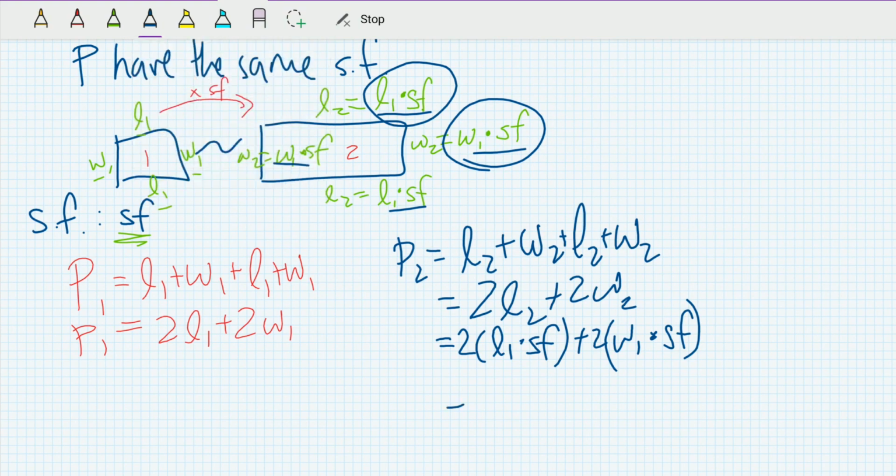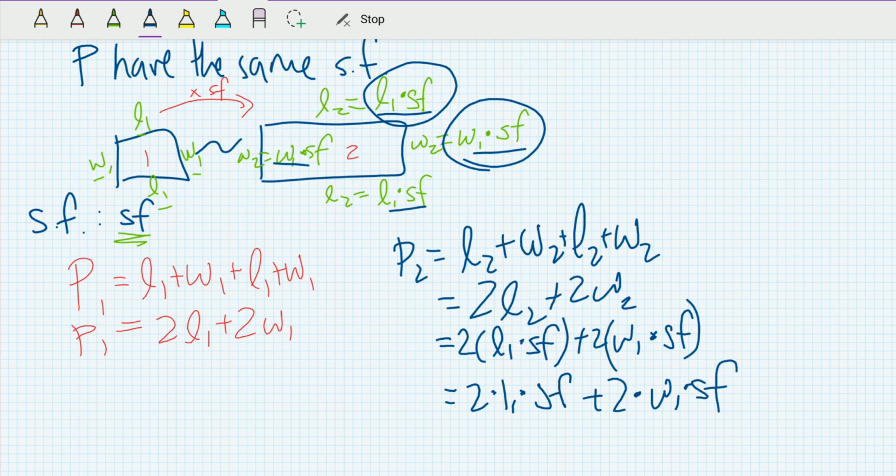Now on this side, I'm just going to drop the parentheses. I'll write 2 times L1 times SF. Sorry, that looks really messy. Let me do it like this: equals 2 times L1 times SF, plus 2 times W1 times SF.